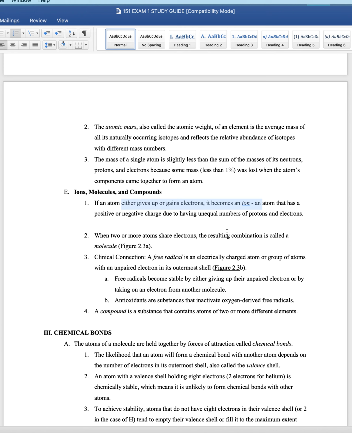So an atom walks into a bar, he says, I've lost an electron. The bartender says, are you sure? He says, yep, I'm positive. Get it? Because he's become a positive ion, he's lost an electron.